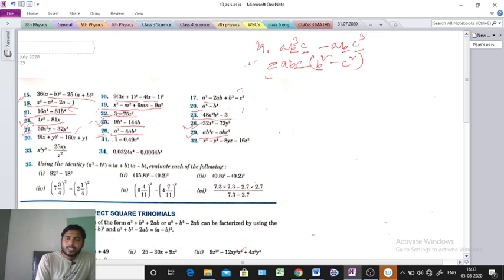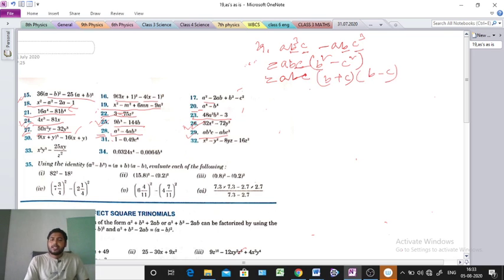So that means we are getting here abc into this one, c square minus b square formula, no, that means b plus c into b minus c. Clear or not? Understood? Easy, very easy question. So 29 finished, next.